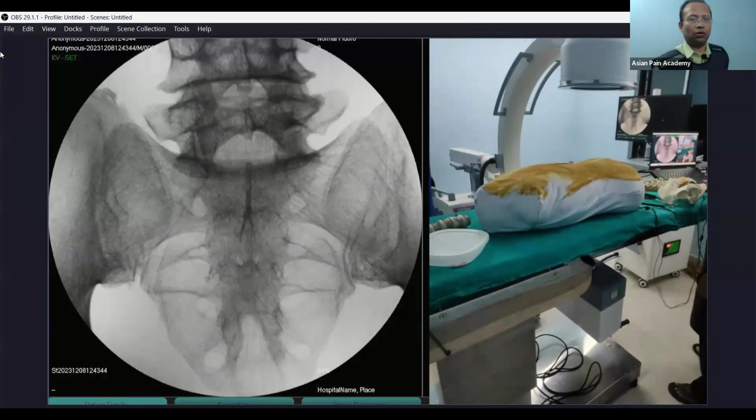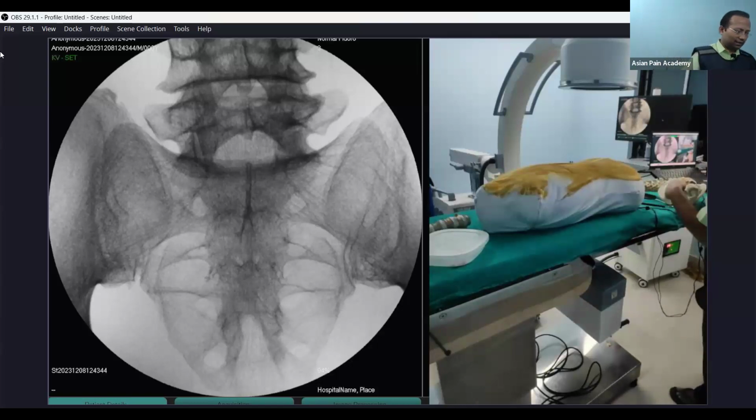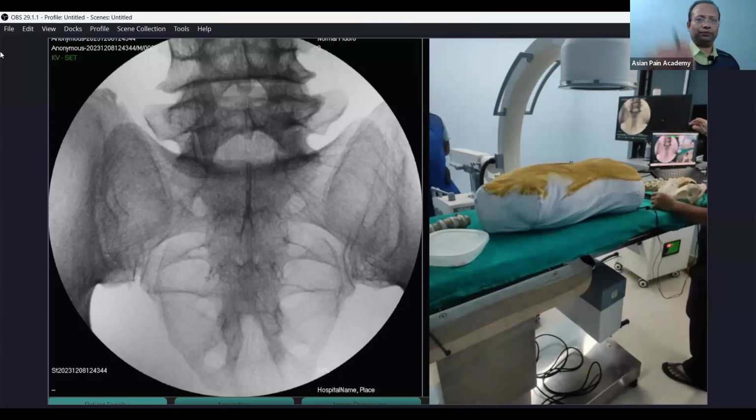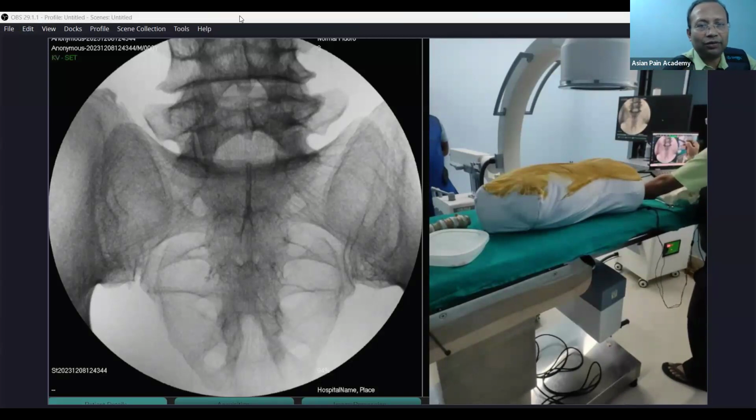So now this is a clear AP view. We can see the spinous process and these are the pedicles. Though we are more interested in the sacrum and ilium, we still check whether we are in the AP view. The spinous process to pedicle distance should be the same. So you are in the AP view.